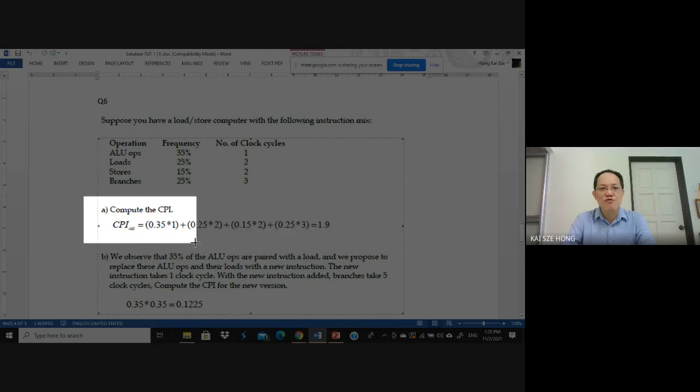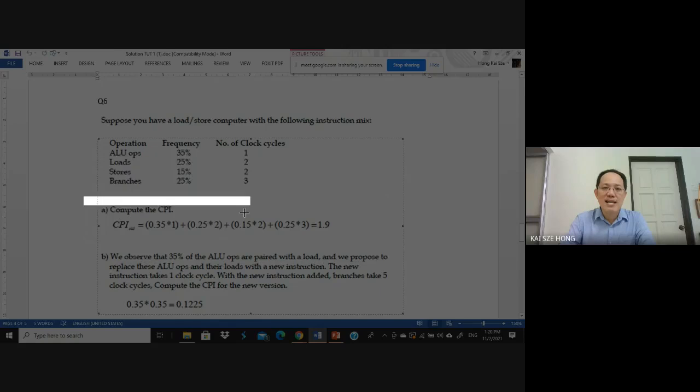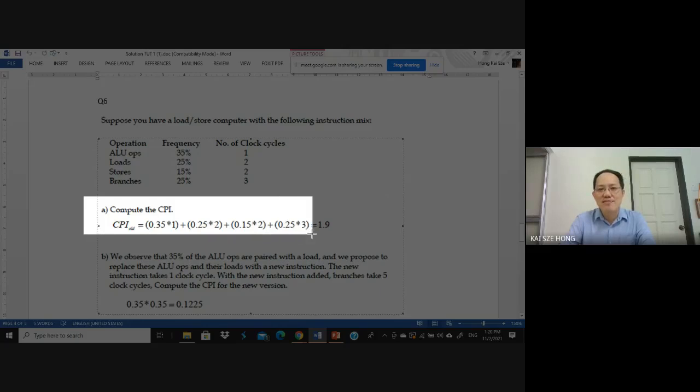So you definitely have to do the first one. The first one is the 35%. They use 1 clock cycle. Then add the 25% over here multiplied by 2 clock cycles. And then the 15% multiplied by the 2 clock cycles. And the last one, 25% multiplied by the 3 clock cycles, which is the branch.